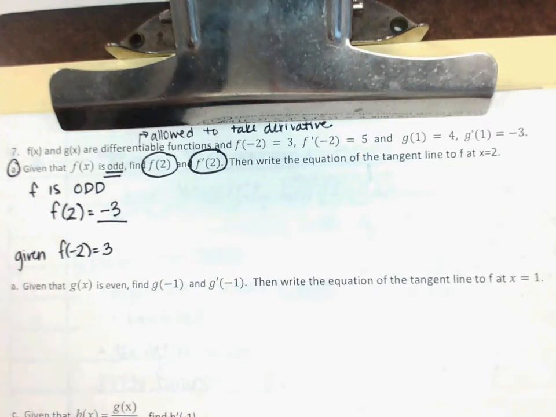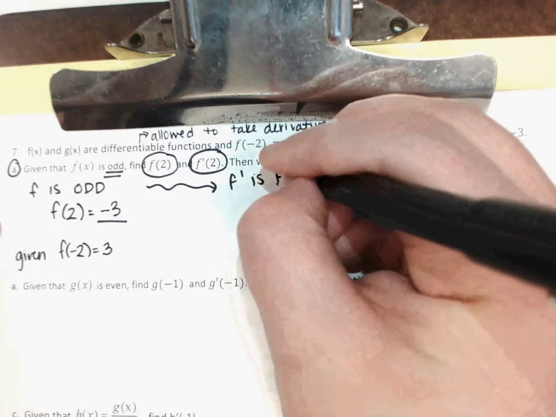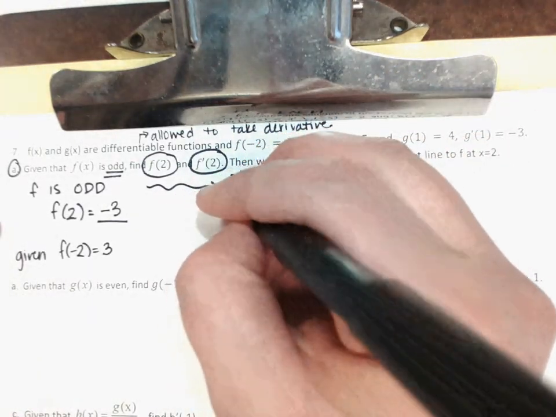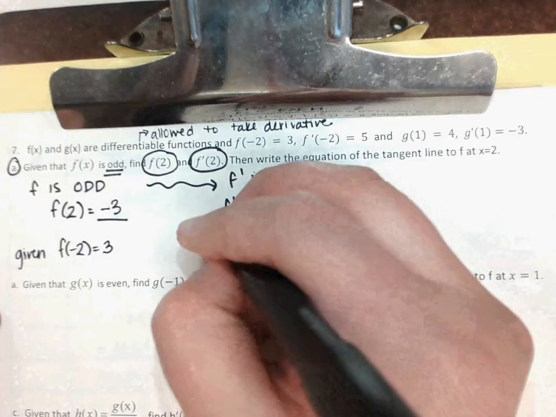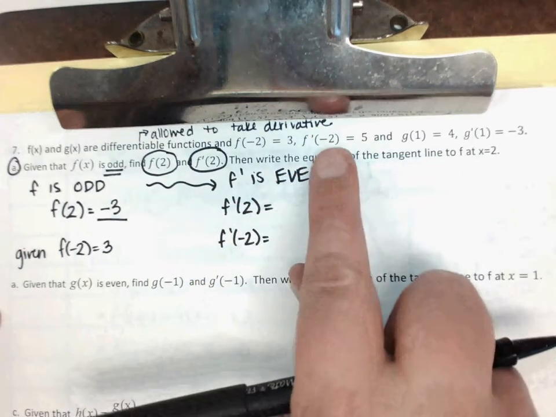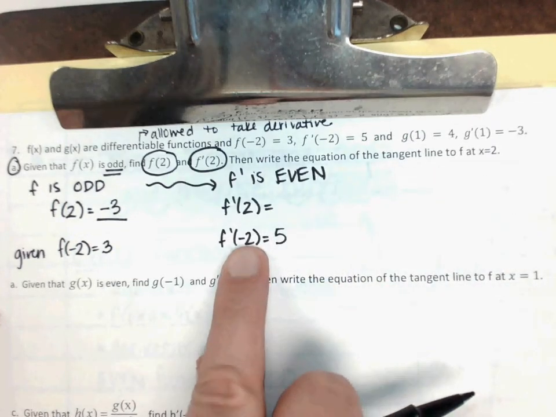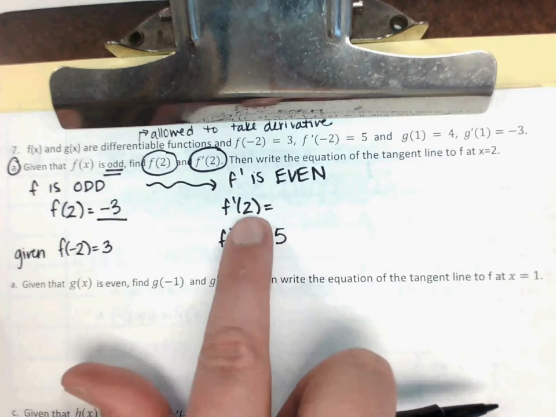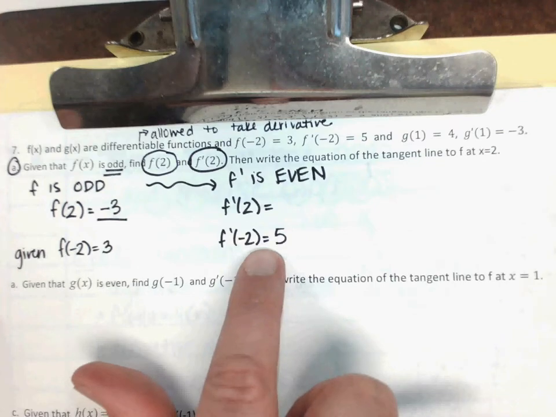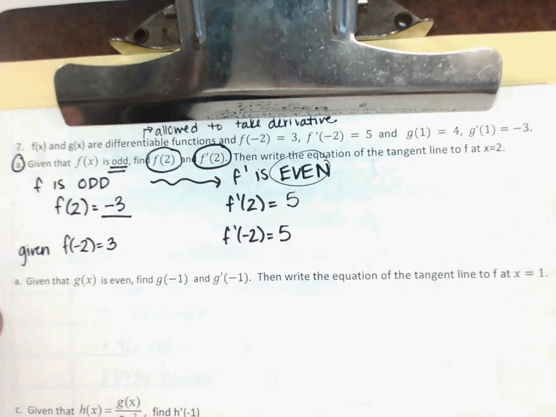Okay, now listen, if f is odd, when I go to f prime, what will that be? Then f prime must be even. Now, I want f prime of 2, but I don't know what that is. What did they give me, though? F prime of negative 2. What did they tell me f prime of negative 2 is? 5. Yeah, so if f prime of negative 2 is 5, then when I change the negative 2 to a positive 2, should I change the sign on 5? No, because it's even.